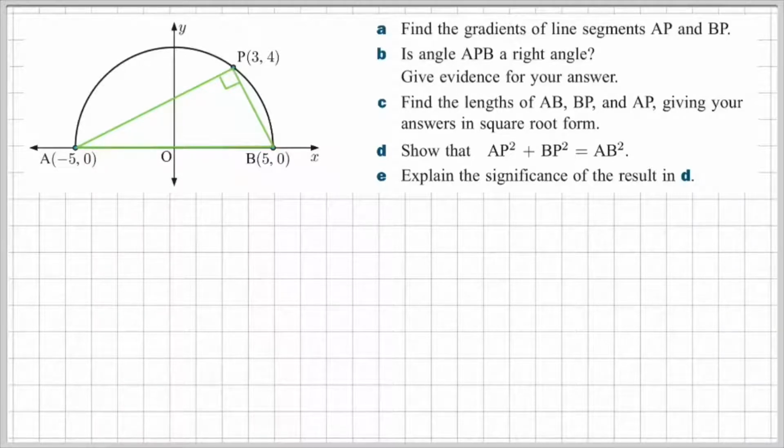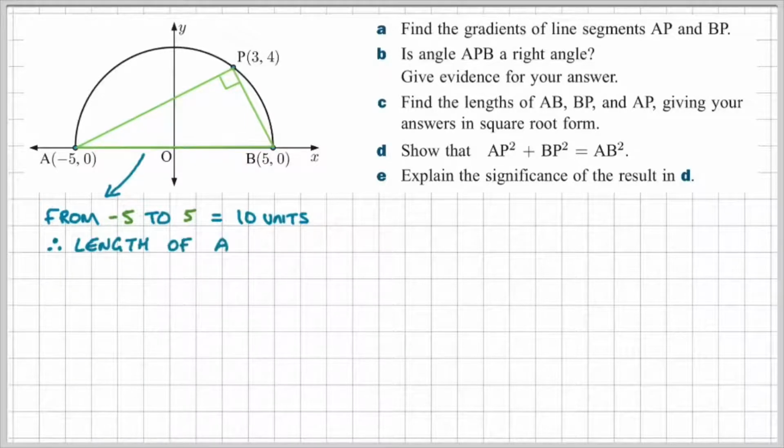So part C asks to find the lengths of the line segments AB, BP and AP, given your answers in square root form. To start off with, the line segment AB has a domain from -5 to 5, which is 10 units across. Therefore the line segment AB has a length of 10. So let's find the length of the line segment BP.